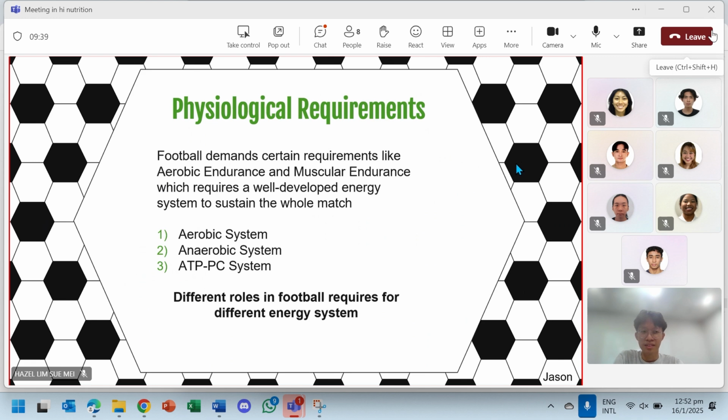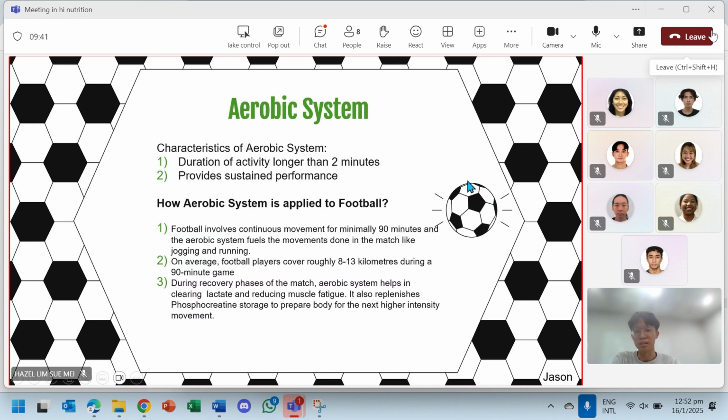Okay, so next slide. So now I will be talking more in depth on the three energy systems. First up will be the aerobic system. So the two characteristics of this aerobic system will be that the duration of activity is longer than 2 minutes, and it provides sustained performance throughout the duration of the activity. So how is the aerobic system applied to football? So football involves continuous movement for minimally 90 minutes without considering overtime, and the aerobic system fuels the movement done in the match, like jogging and running.